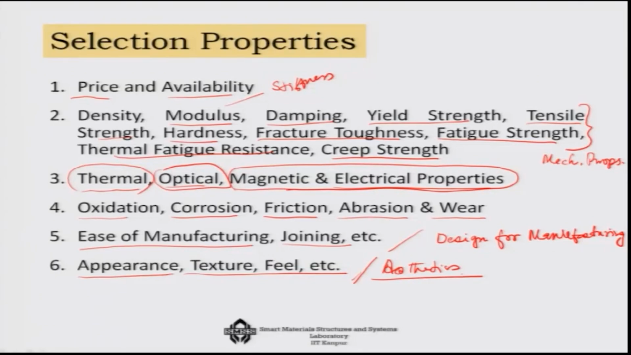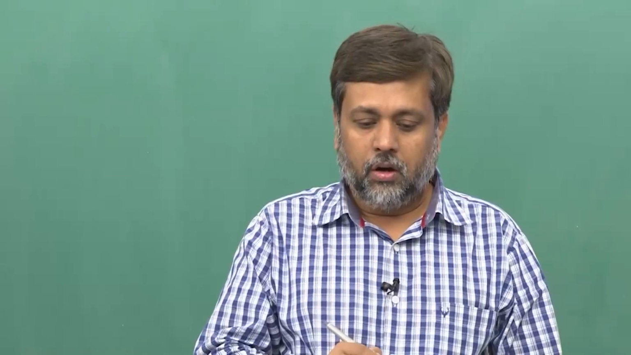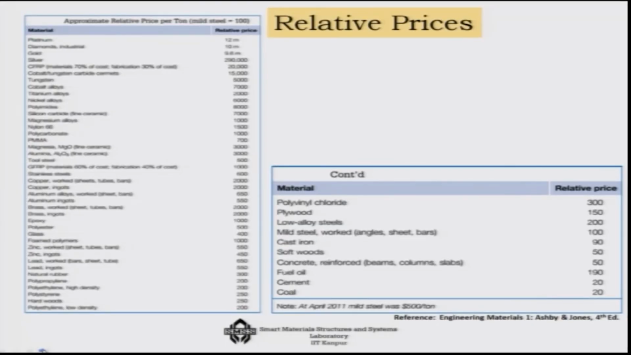Aesthetics becomes important. So, this six property set becomes important for us. Now, once we know that these are the property sets, then we have to start to look into what are the specific property levels for each of the property sets. For example, price and availability are the first important property set I told you.